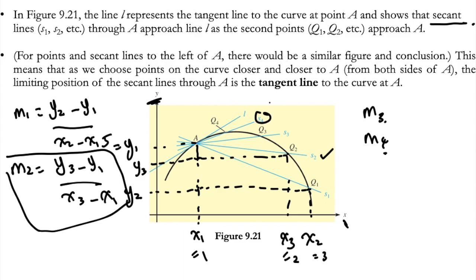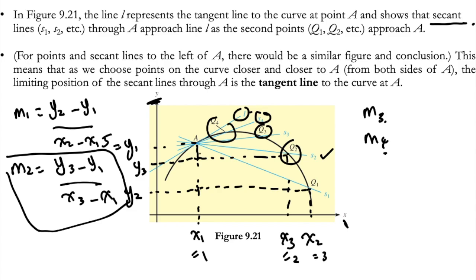But my main point here is to show you that once we have many secant lines, as the secant lines move closer and closer to the tangent line, you can see that the points Q1, Q2, Q3, Q4 approach A.